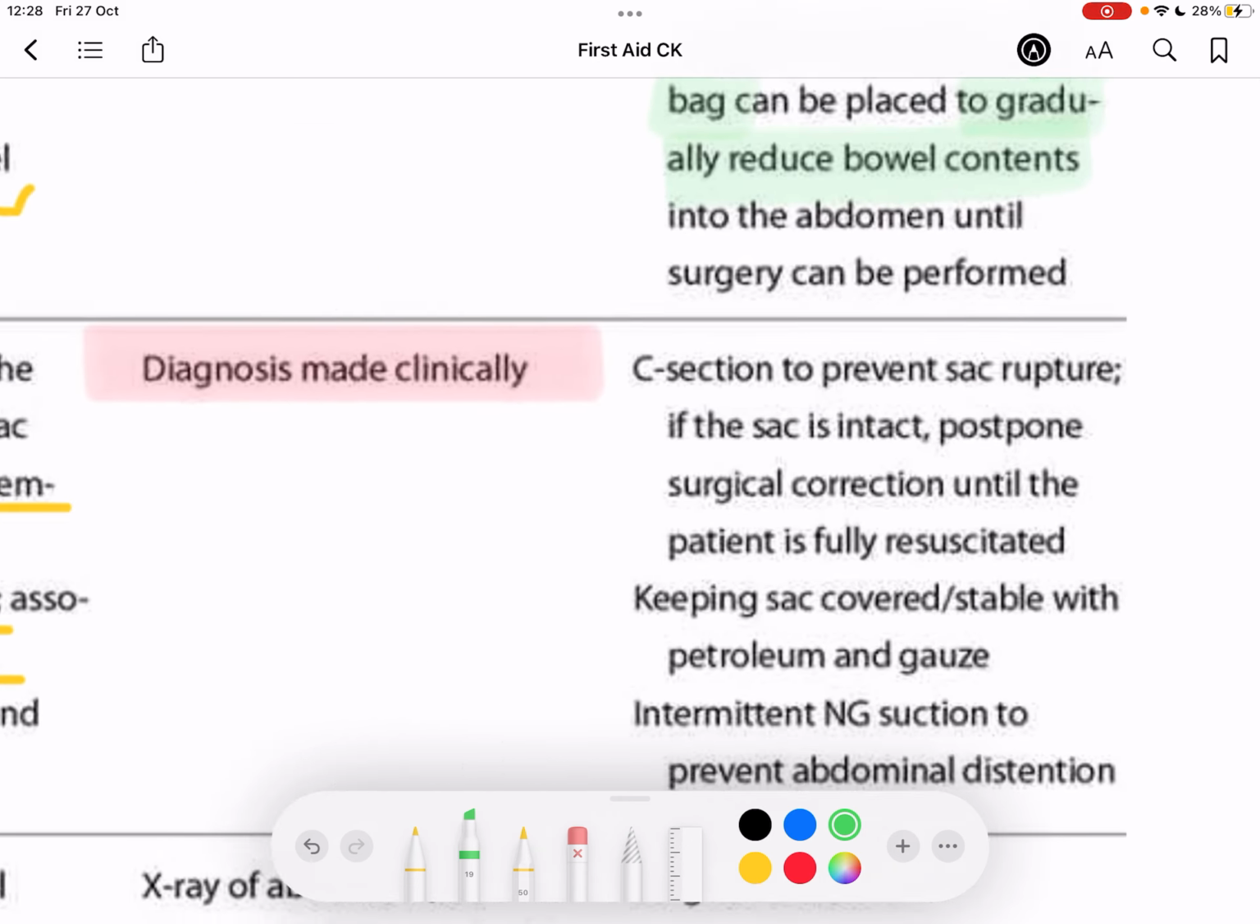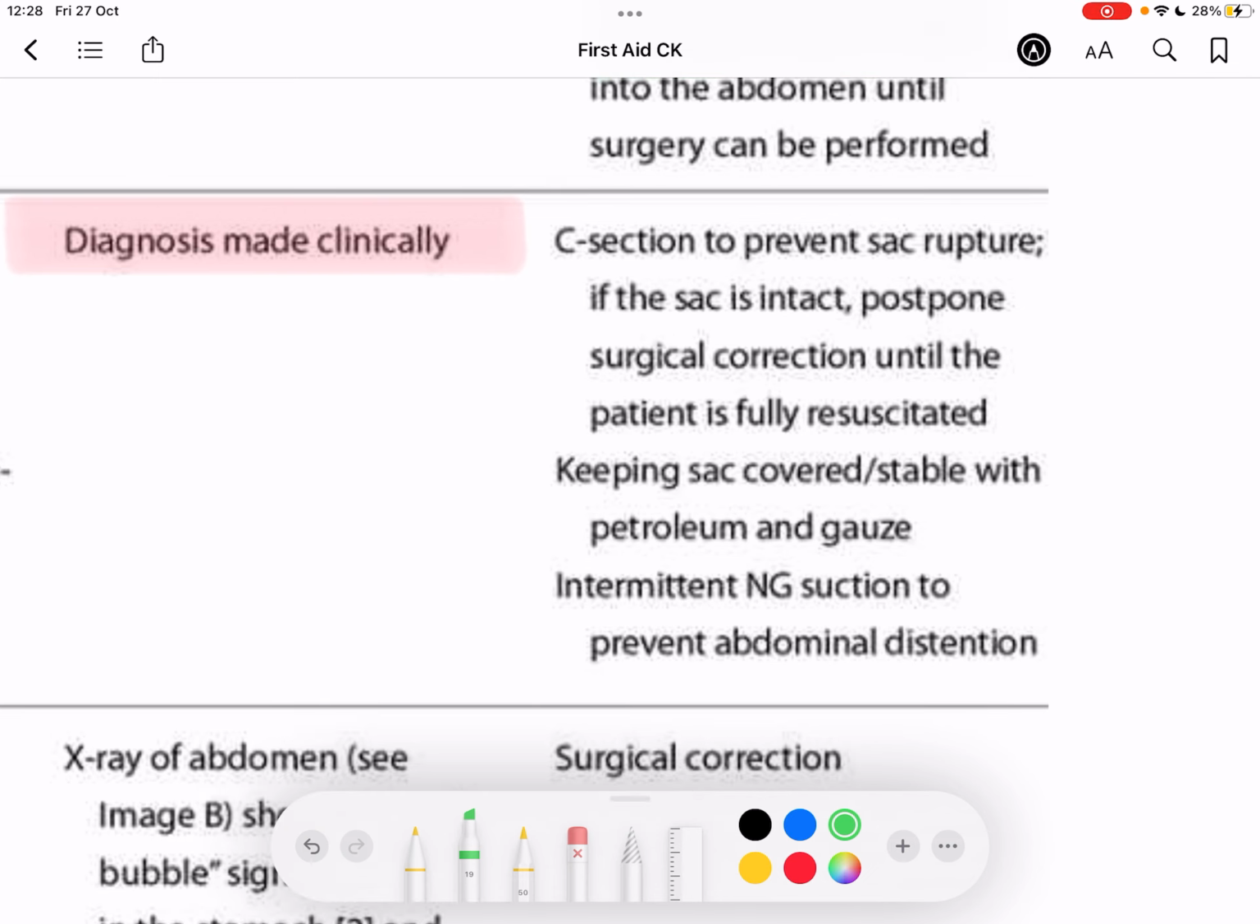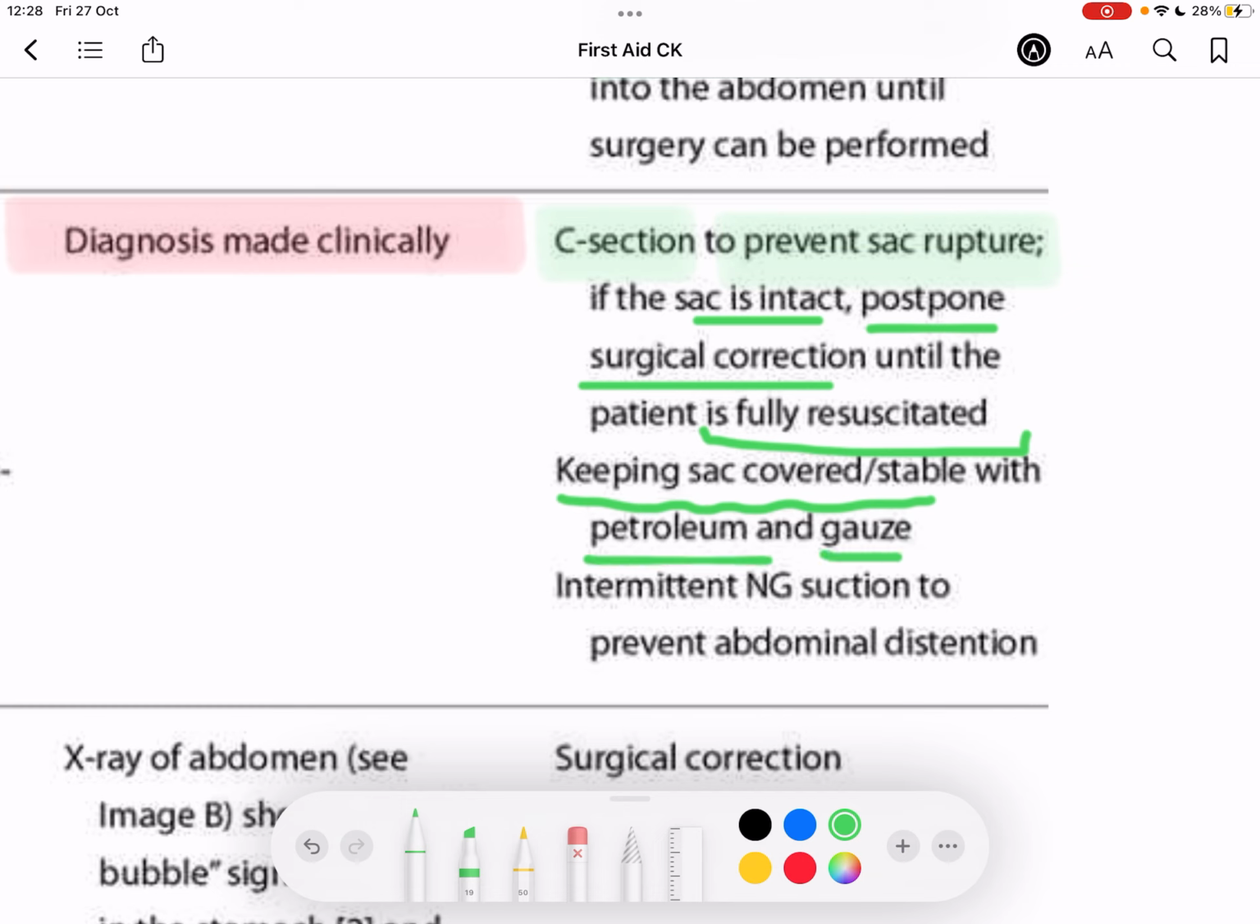So when we've done our prenatal testing and we see an omphalocele on transvaginal ultrasound, we will schedule a cesarean section because this is going to reduce the risk of sac rupture. If the sac is intact, then we postpone surgical correction until we've fully resuscitated this patient. We're going to be trying to keep the sac covered and stable, and we should give petroleum and gauze over it. Okay, so the main thing is trying to keep the sac stable until we've done resuscitation, and then we're going to be doing surgical correction. We can also do intermittent NG suction. The reason is to try and prevent abdominal distension, which can also rupture the sac.